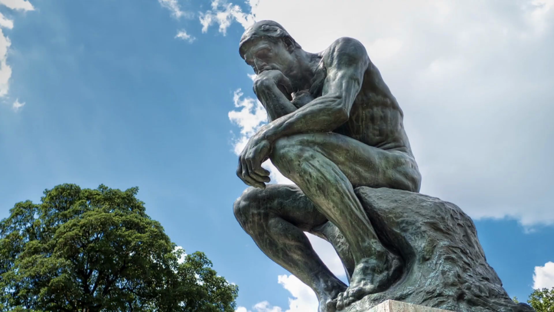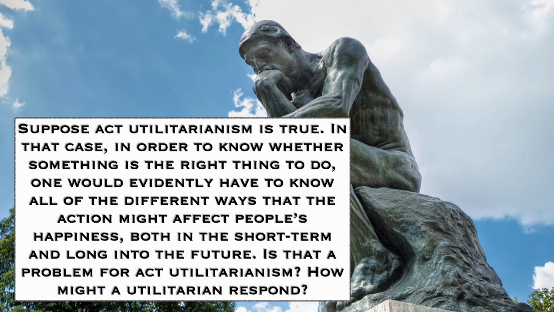Alright, now let's stop and reflect with these 2 questions before we end the lecture. Suppose Act Utilitarianism were true. In that case, in order to know whether something is the right thing to do, one would evidently have to know all of the different ways that an action might affect people's happiness, both in the short term and long into the future. Is that a problem for Act Utilitarianism? How might a utilitarian respond?